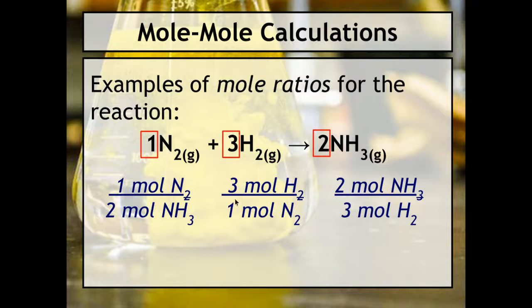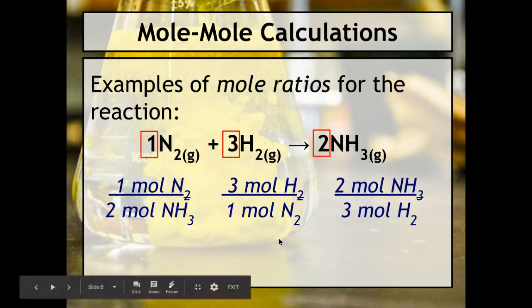Let's look at this one. For every 3 moles of H2, there is 1 mole of N2. How about another mole to mole ratio? For every 2 moles of NH3, there are 3 moles of H2. All I'm doing is comparing moles to moles by using my coefficients. And that's exactly what the coefficients are, is a mole relationship.